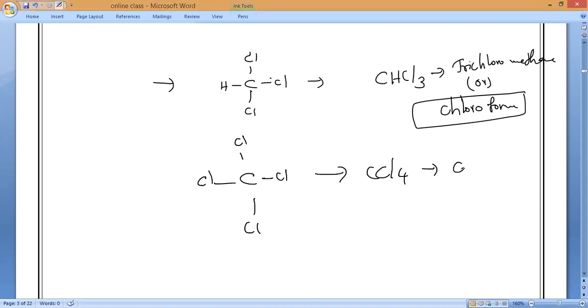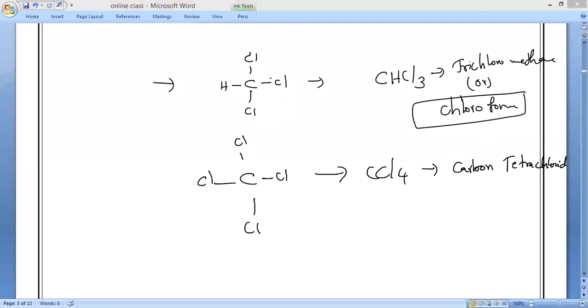Please write it: carbon tetrachloride, or we will say tetrachloromethane. So this is what we can replace. This is what we used to call a substitution reaction. Either I can replace 1 hydrogen, or 2, or 3, or 4 hydrogens. So always remember we will get new substances. This is what we call a substitution reaction.